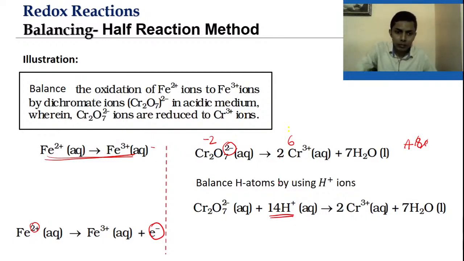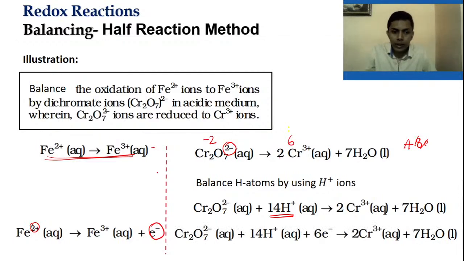Now if I try to find out the charge imbalance, it will be minus 2 plus 14, and 6. So 14 minus 2 is 12, and here it is 6, 2 into 3, 6. So to balance that, I'll add 6e-, which is minus 6. So 12 minus 6 will become 6.